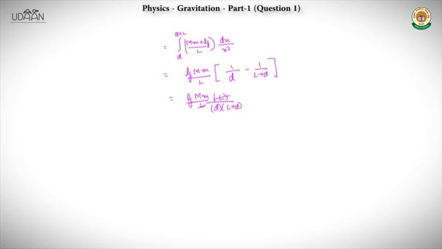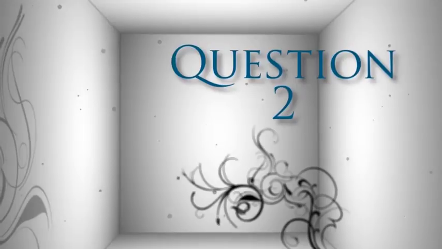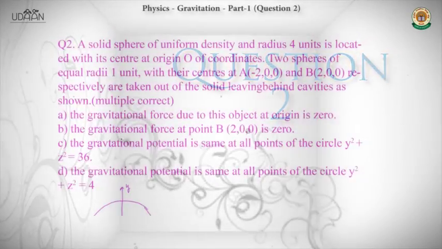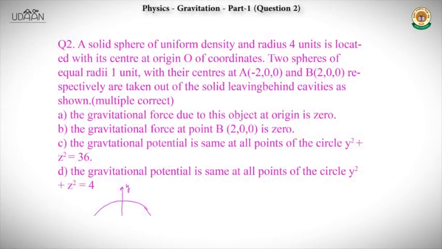Okay. Thank you, Arnav. Let's move on to the next question, guys. So we're on the second question now, which is: a solid sphere of uniform density and radius 4 units is located with its center at origin O of coordinates. Now two spheres of equal radii 1 unit with their centers at A, which is (-2, 0, 0), and B, (2, 0, 0), are taken out of the solid, leaving behind cavities as shown.